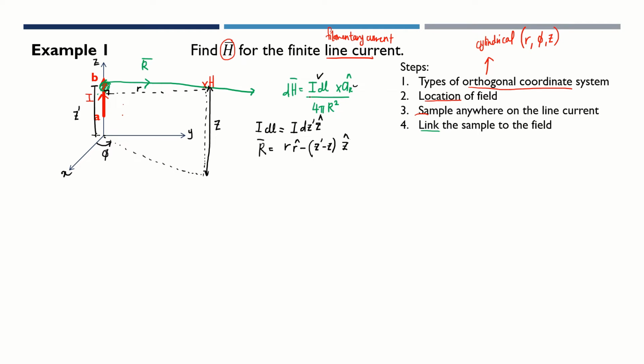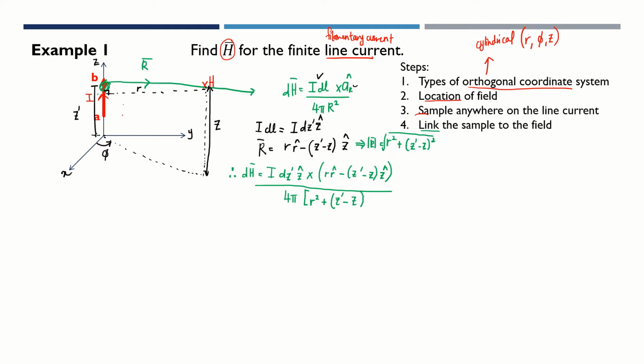So therefore, we have all the information here. We can substitute inside this equation. Our DH then will be I dz prime in the Z direction, cross product, R in the R direction minus Z prime minus Z in the minus Z direction, over 4 pi, square root of R squared plus Z prime minus Z squared.